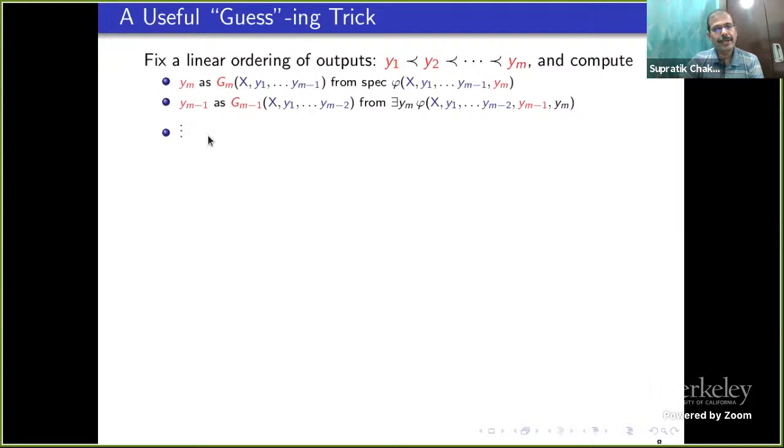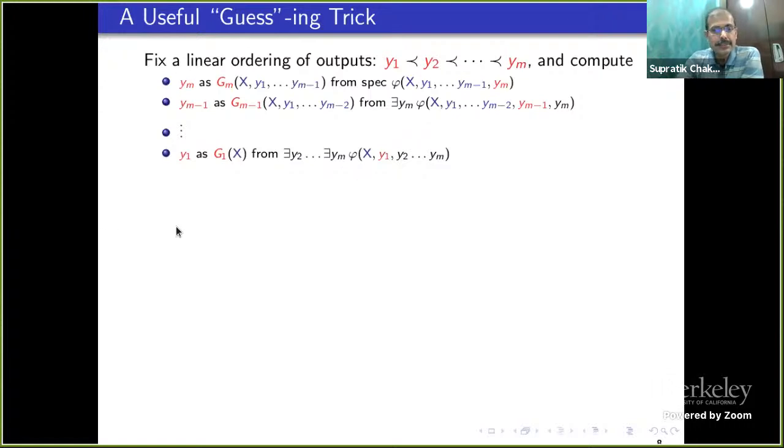What happens for the output prior to that? We say, okay, I'm going to generate ym minus 1 in terms of x and y1 through ym minus 2. And what will be the spec from which I want to generate this? I want to basically quantify out ym. I want to say that, look, this was my original specification. I don't want to bother about ym any further. So I'm going to existentially quantify it. And then I'm going to generate ym minus 1 in terms of x and y1 through ym minus 2. And if I continue this process, then, at the end, I'll get y1 directly as a function of x, because by the time all of the y through ym have already been quantified.